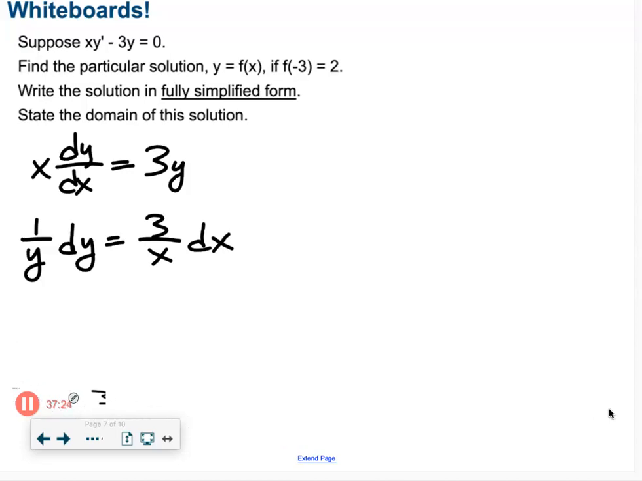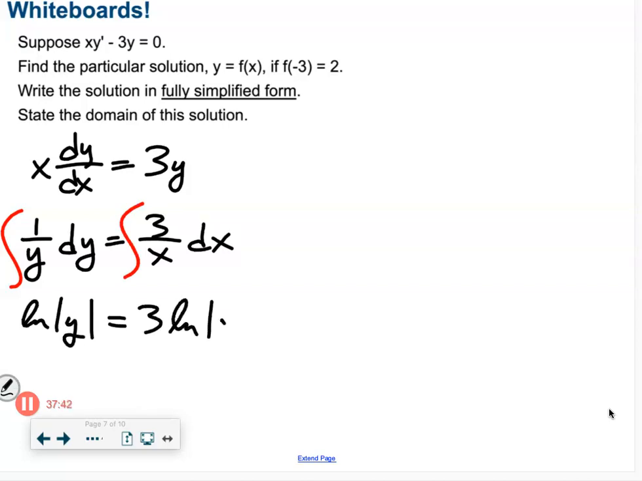So, wow, that 3 is like there. What? Okay, it's gone. All right, so there we go. So this is ln absolute y equals 3 ln absolute x plus c. All right, next thing I do is I plug in my point.